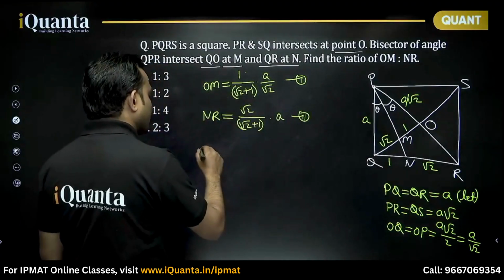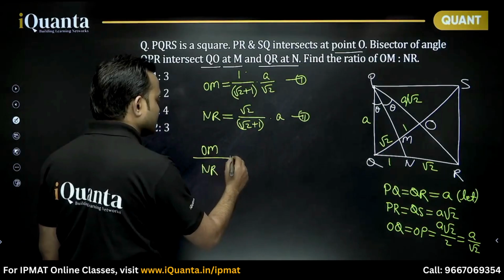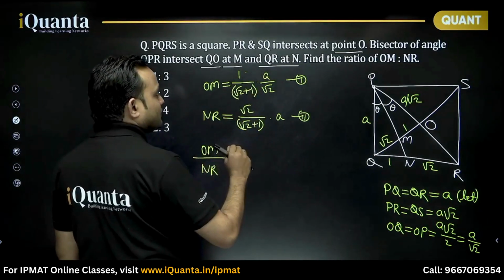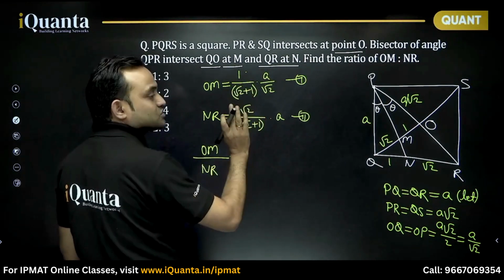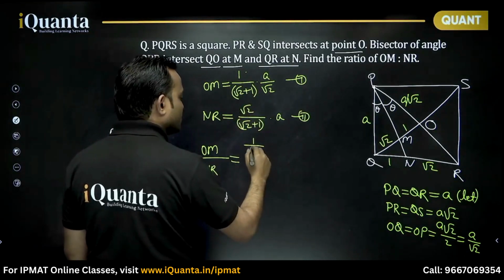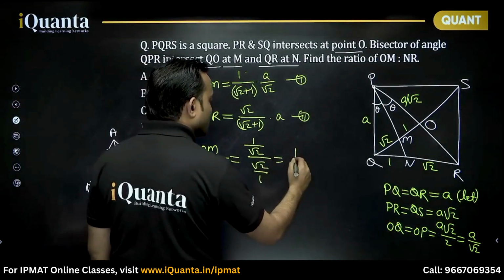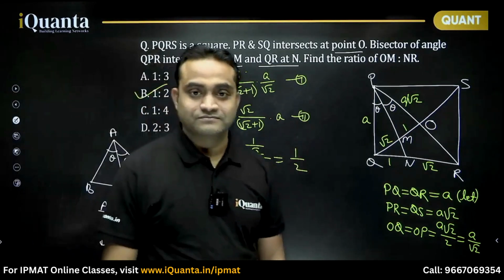Now what we need to find? We need to find OM divided by NR. So this will be equal to this divided by this. What will happen? So A will be cancelled out. Root 2 plus 1 will be cancelled out. What we get is 1 upon root 2 divided by root 2 upon 1, which is equal to 1 by 2. So our answer is option B. All right.